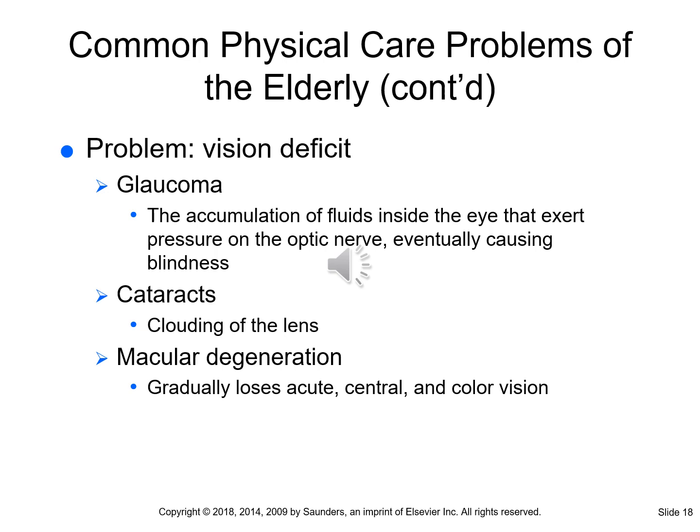Okay, these are some other visual issues that your aging patient may have. Glaucoma. Glaucoma is the accumulation of fluid inside the eye, and as a result, it exerts pressure onto the optic nerve, and so that increases difficulty seeing and eventually causing blindness in individuals. Cataracts, that's a clouding of the lens. Macular degeneration is gradual loss of acute central and color vision.